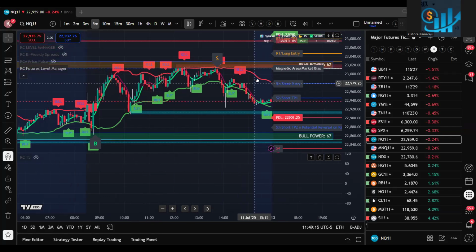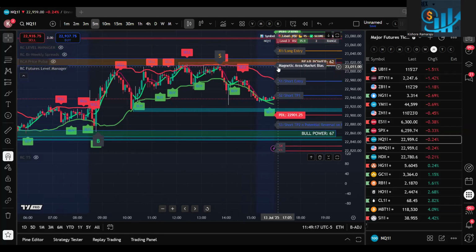So generally, whenever this magnetic area will act as a strong resistance, right? That area acts like a magnet. Whenever price opens below the magnetic area, if it goes so much down, it will try to go till that area and again it will drop. So this level we can use.